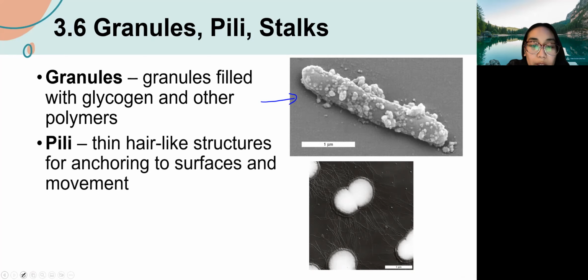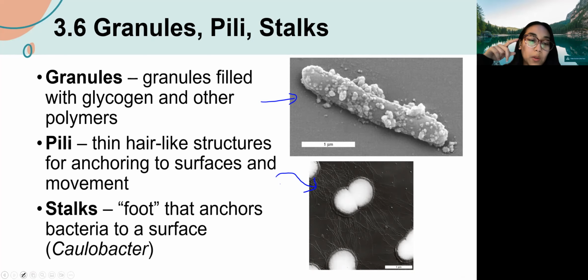Pili. Pili are these very thin hair-like structures that you can see on some bacteria. These pili help the bacteria anchor to different surfaces or move around. So that's that. And then we already talked about a stalk because we talked about it with the Caulobacter, but here it is again. It's basically like a foot that anchors the bacteria to a specific surface. So pretty cool.